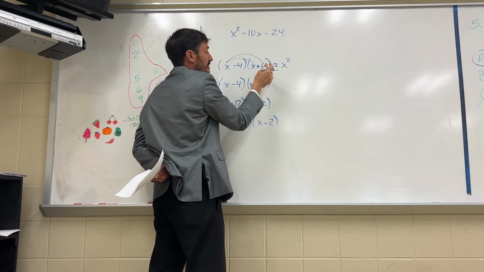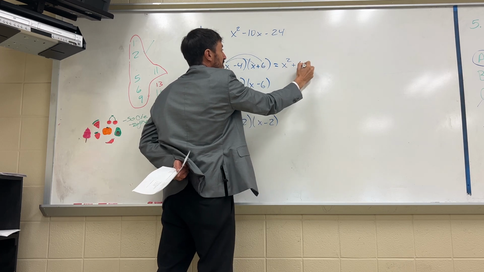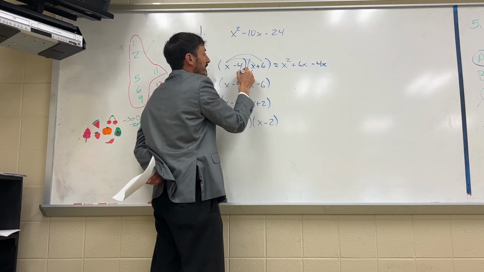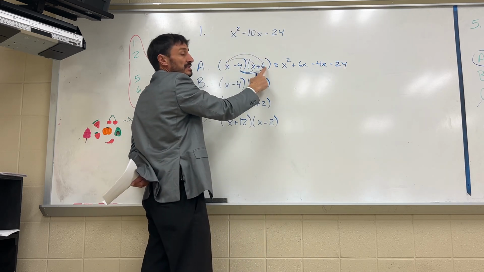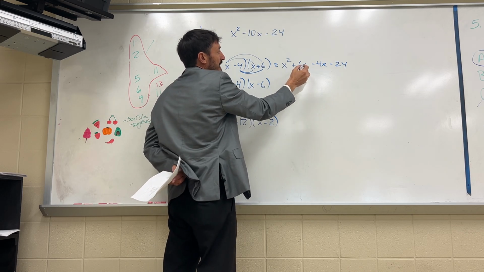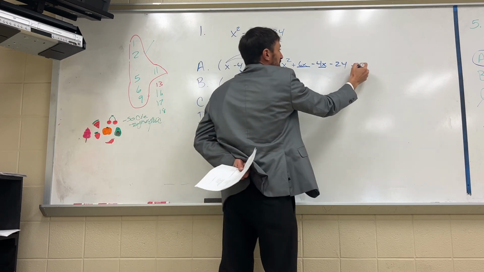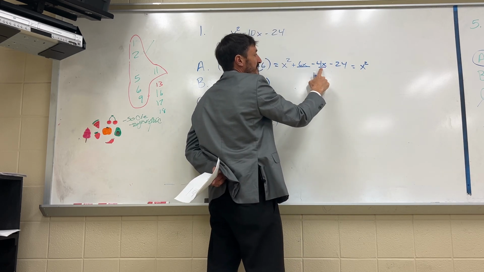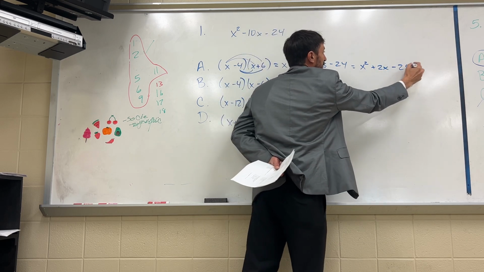X times 6, we're just gluing that together. X times 6 is just 6x. Negative 4 times x is negative 4x. And negative 4 times 6 is negative 24. Remember that a negative times a positive gives a negative. Okay? Now we're looking at combining under addition. The middle 2 terms: the x squared is going to stay the same, 6 minus 4 is a 2x, and then we have the minus 24 on the end.